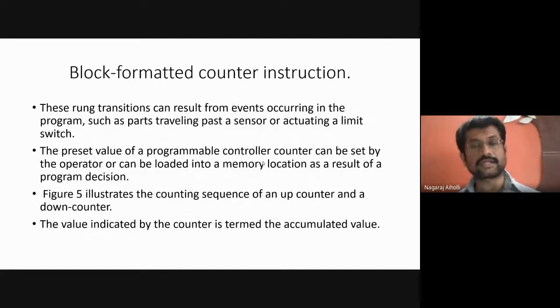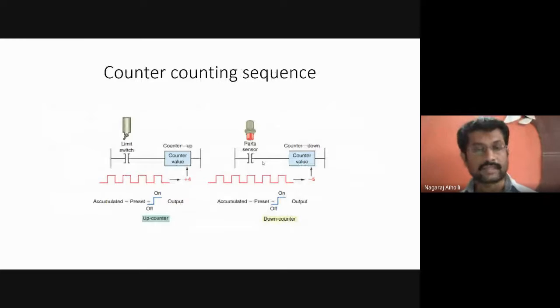The next figure shows the counting sequence of an up counter and a down counter. Let us look into that figure. This is the counter counting sequence. This is for the limit switch. They have shown the contact for the limit switch. When the limit switch is in closed condition, this will be activated. It is true. Then the rung becomes true and the counter will be enabled. The counter will start to count.